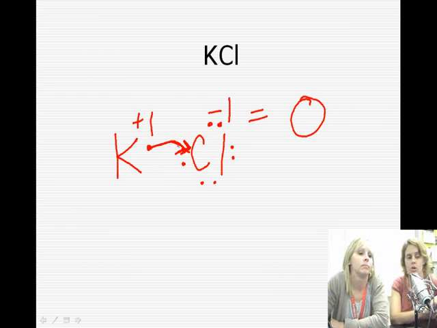Draw your arrow showing which way the electron moves. And then the final step is to write the resulting charge of the resulting ion. So potassium now is a positive, or +1, ion. Chlorine is now a -1 ion.